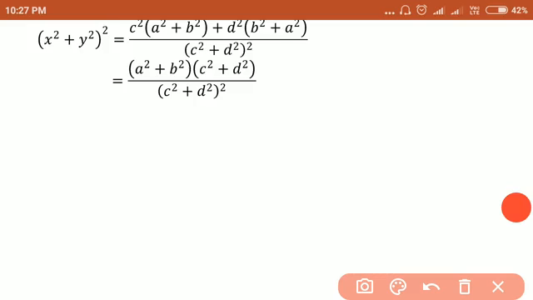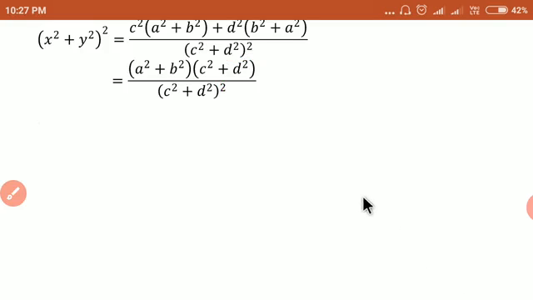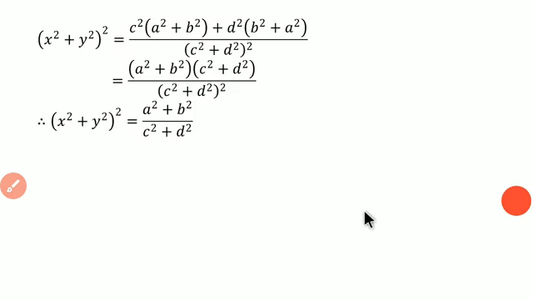Now here one term gets cancelled with one term in the denominator, and we remain with a square plus b square divided by c square plus d square, which we have to prove. And therefore we get x square plus y square bracket square is equal to a square plus b square divided by c square plus d square. Now see the next example, example number 6.